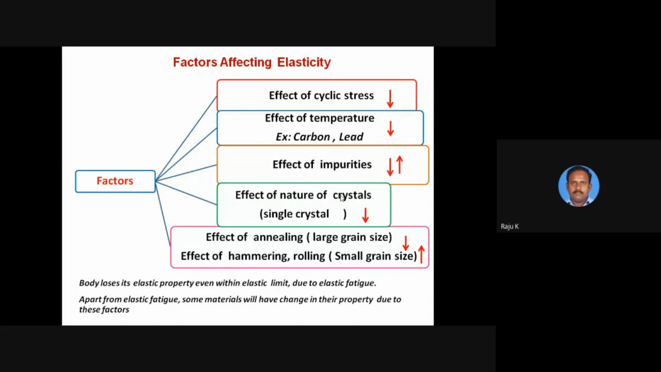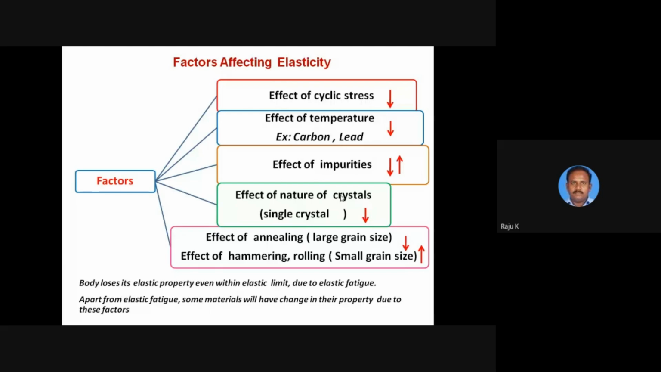Now, the process of heating the material to a particular temperature and then cooling it gradually is the annealing process. If the material is taken to a higher temperature and then cooled suddenly, that is called a quenching process.